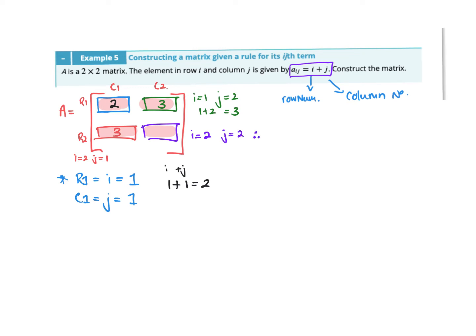So therefore, if I did 2 plus 2, it's 4, and that's why. So this was just an example. They've just given me this formula. They're going to give you formulas with i and j involved in it, and you'll have to work it out. So this was just an example.